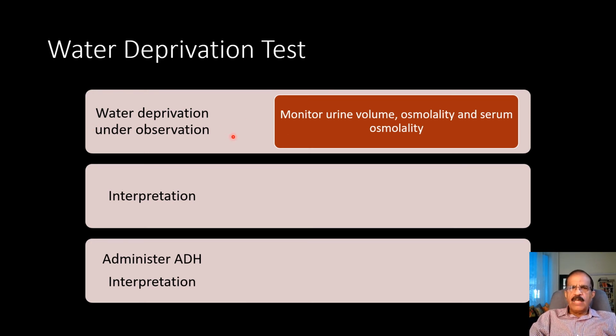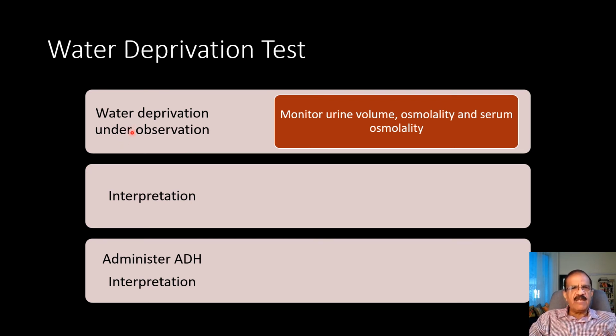Now, this is water deprivation test. What is it? You admit the patient, and this has to be under observation. Very important. You deprive him of water, or you restrict water intake, but under observation. Very, very important. Why? Because if this patient has diabetes insipidus and you tell him not to drink water, at home he may develop severe dehydration and severe hypernatremia and may actually die. So you have to put him under observation.